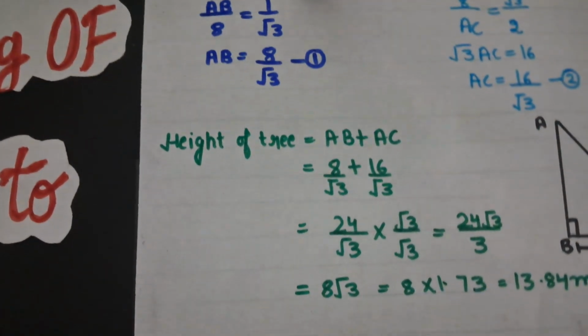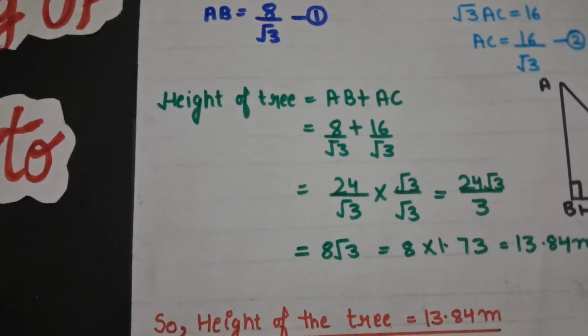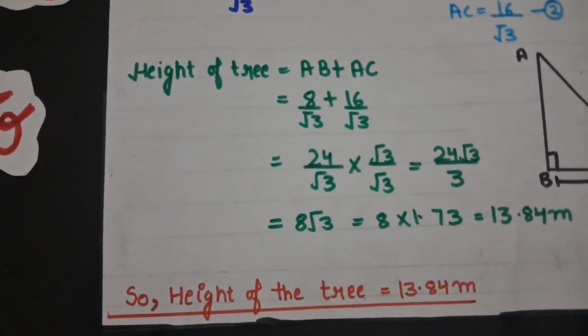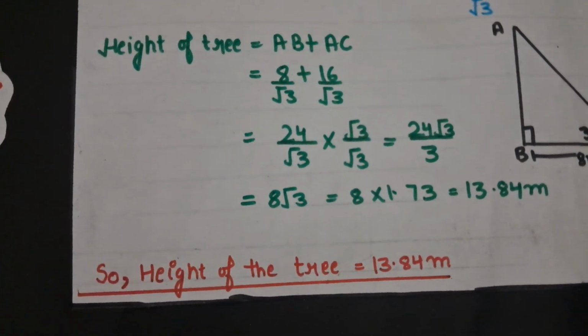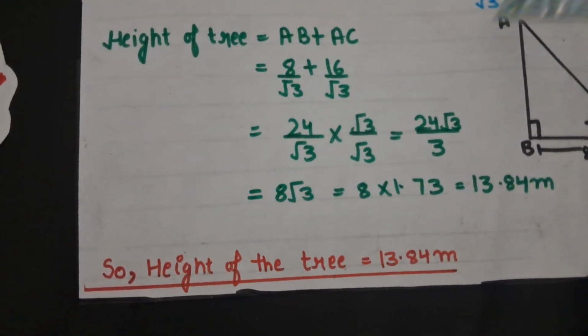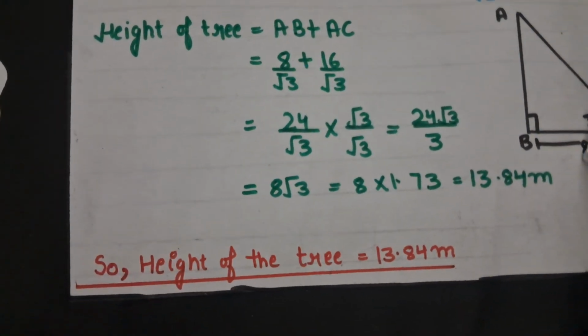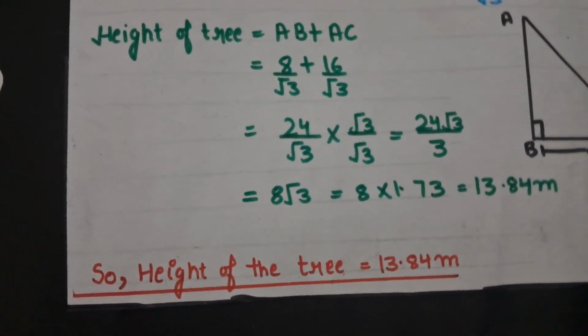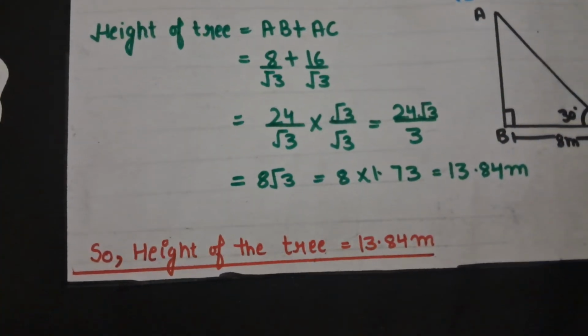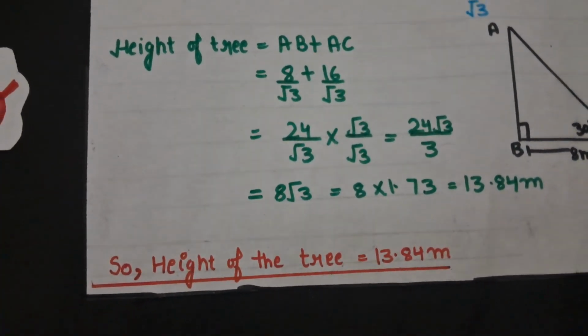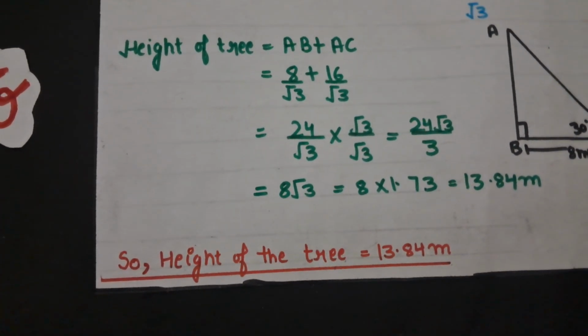So we know the perpendicular as well as the hypotenuse. When we sum them, we get the original height of the tree. So when you sum both of them, you get 13.84 meter. So the height of the tree is 13.84 meter. So trigonometry has the ability to reconstruct the past.